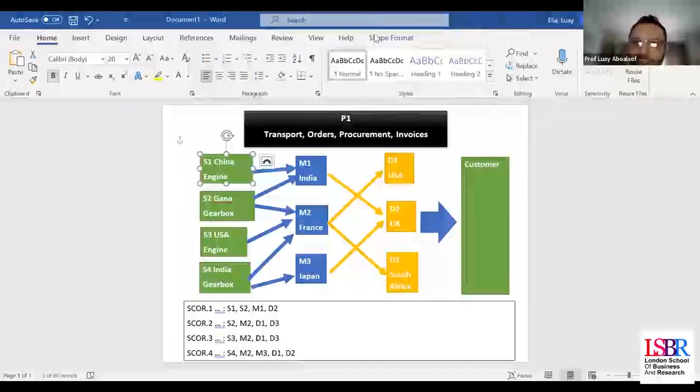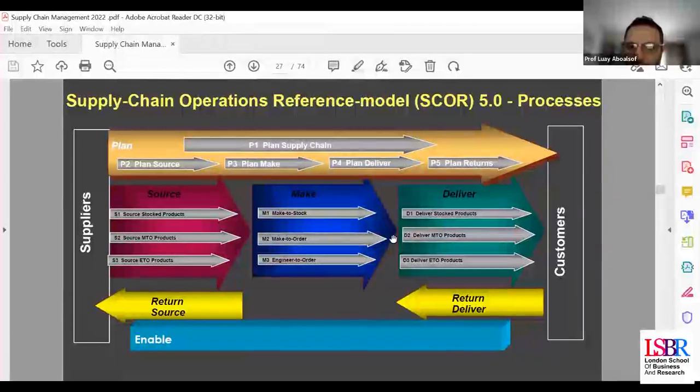So you can imagine each one of them, as you can see on the screen, will have exactly the same process. Source, make, and deliver for each of the three. They all have the same, and that's when you'll have a conflict in some of the activities. As you can see there, they divided S1, source of stock, make of stock, deliver of stock. They all make S1, M1, D1. Source of MTO products, make of the make-to-order product, deliver them. Source of ETO, engineer to order. So you can see they're all different types of products. They could all be going to a different trend.